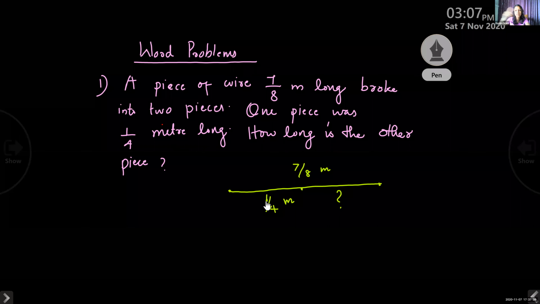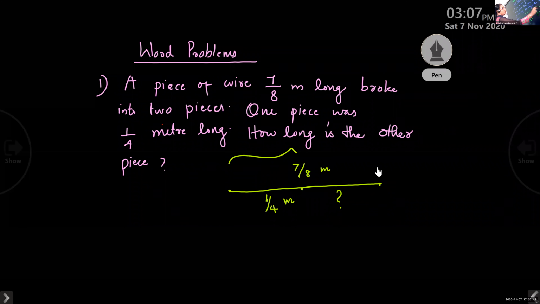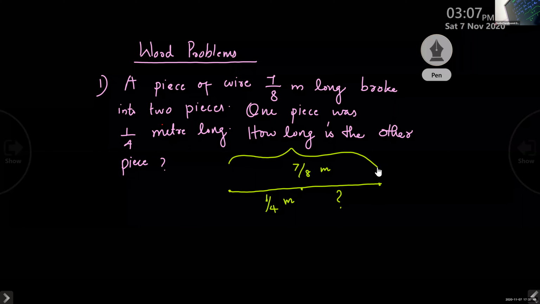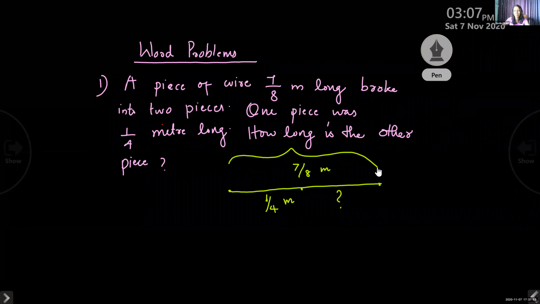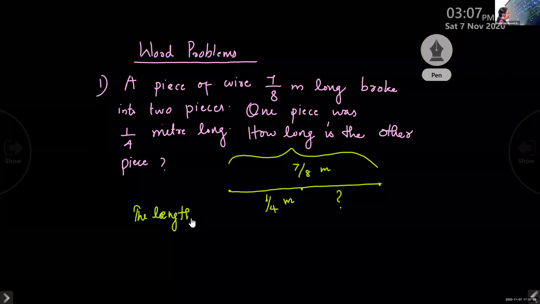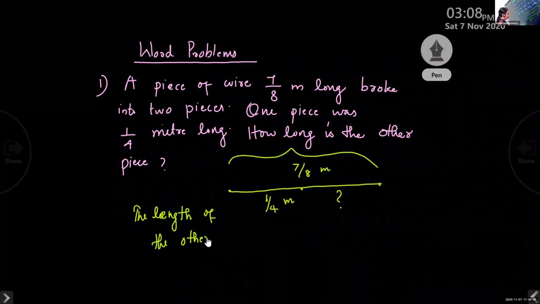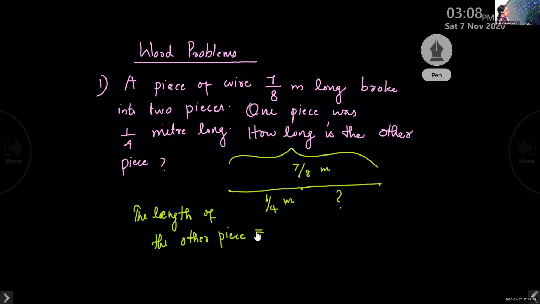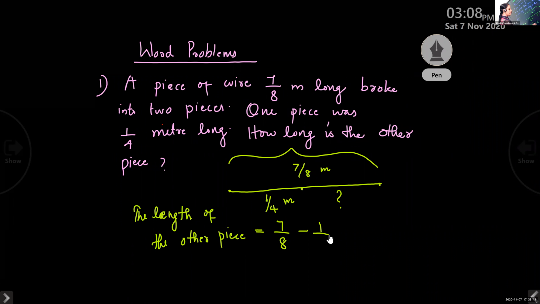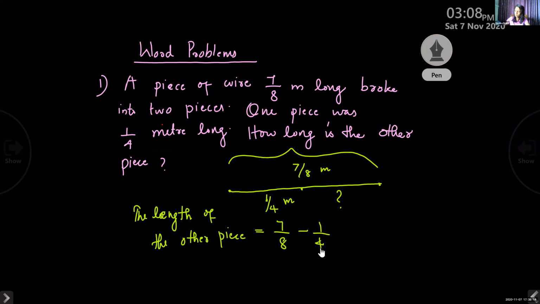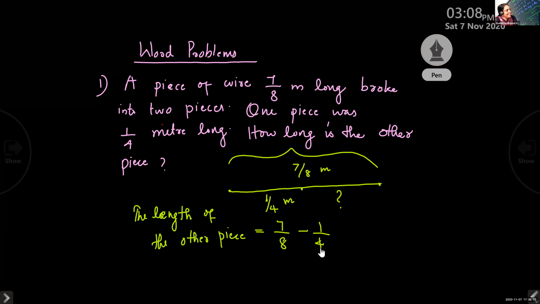We have to subtract. The full piece is 7 by 8 and the small piece is 1 by 4. So 7 by 8 minus 1 by 4. You can write: length of the other piece equal to 7 by 8 minus 1 by 4. Will you do it? Yes, ma'am. Don't subtract like this.